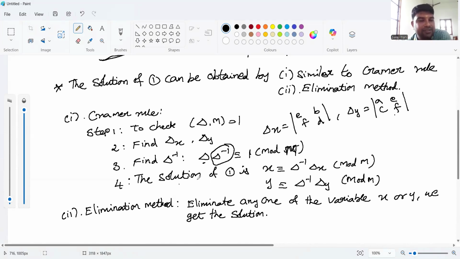And finally, step 4: the solution of system 1 is x congruent to del inverse times del x modulo m, and y congruent to del inverse times del y modulo m. So this is the Cramer's rule technique. Next, the elimination method, which you already know about. We solve for any one of the variables x or y and immediately get that unknown value. Then substitute the known value into either of the equations to get the solution. So you already know the elimination method. Now we can see the problems.